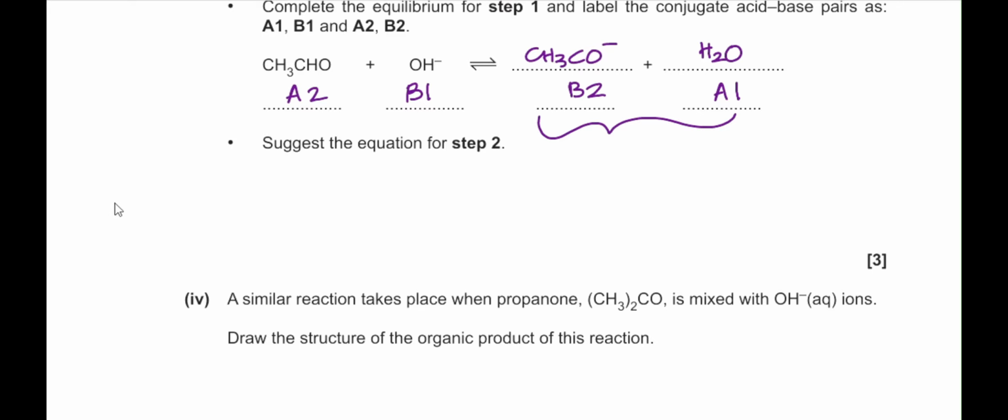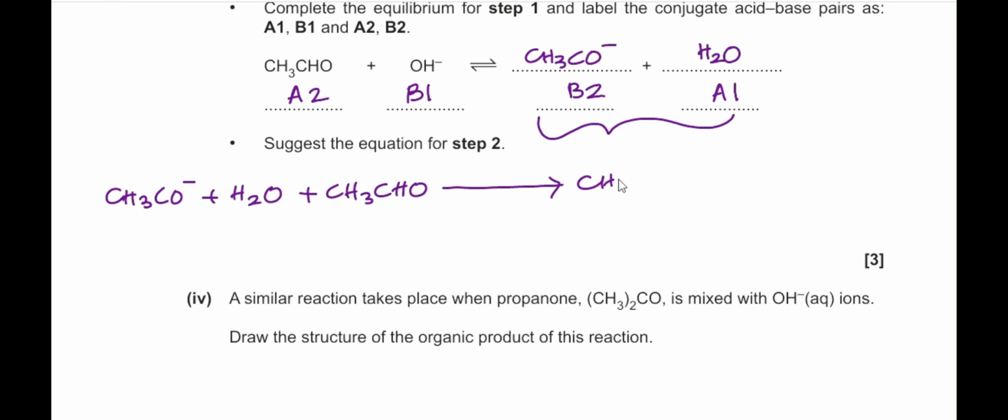So let's write that. So CH3CO minus plus H2O plus CH3CHO should produce CH3CHOHCH2CHO plus the OH minus.